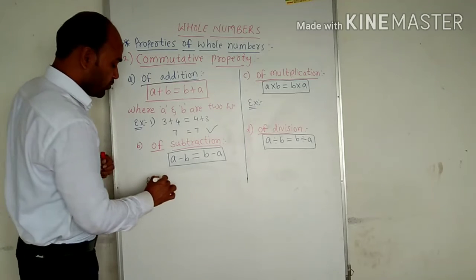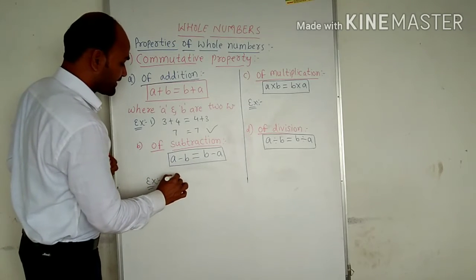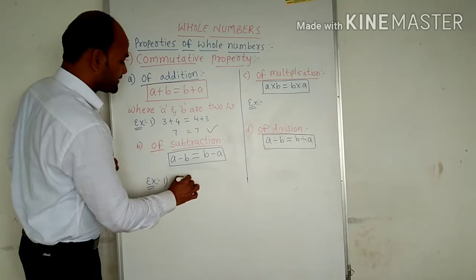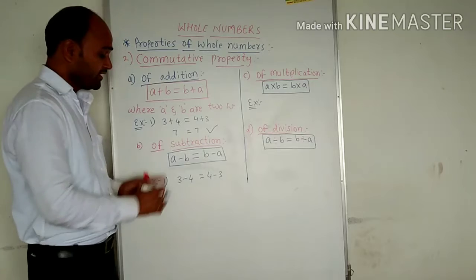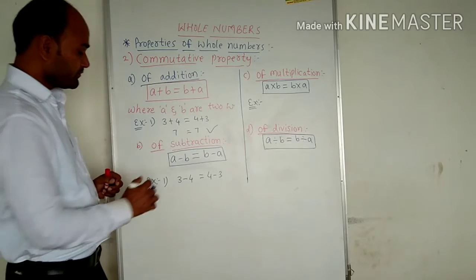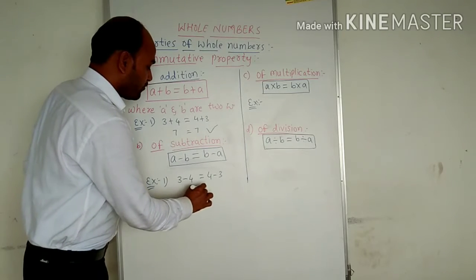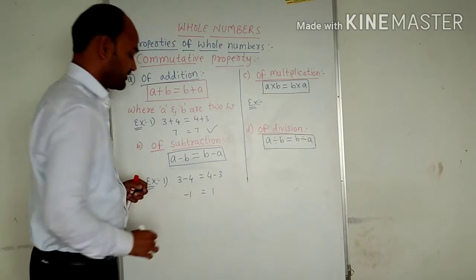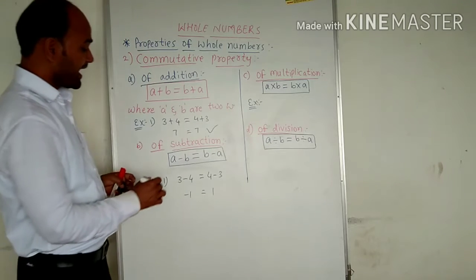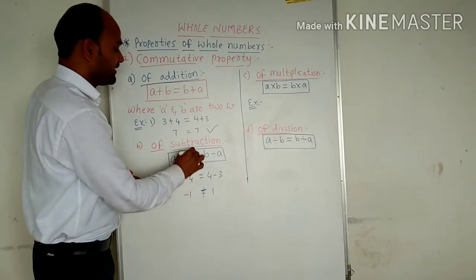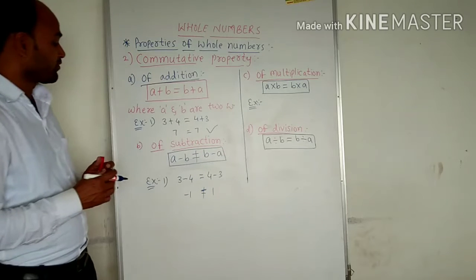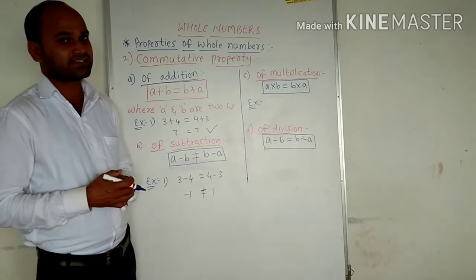A and B are the two whole numbers. Let me check here with the help of this. 3 minus 4 is equal to 4 minus 3. Here 3 minus 4 becomes minus 1, and 4 minus 3 becomes plus 1. So this is not satisfied, which means these two numbers are not the same. It means that the commutative property of subtraction does not satisfy.